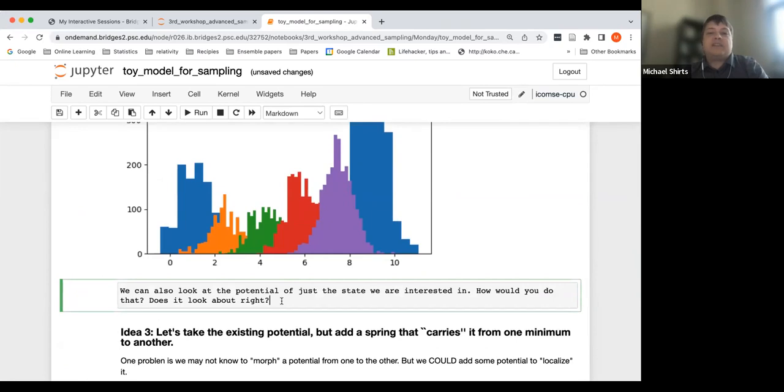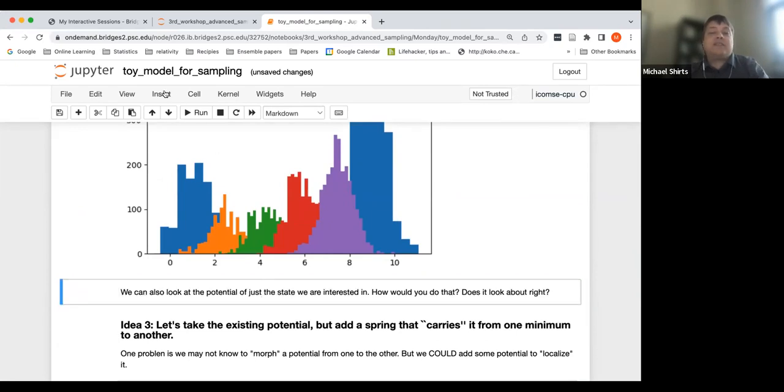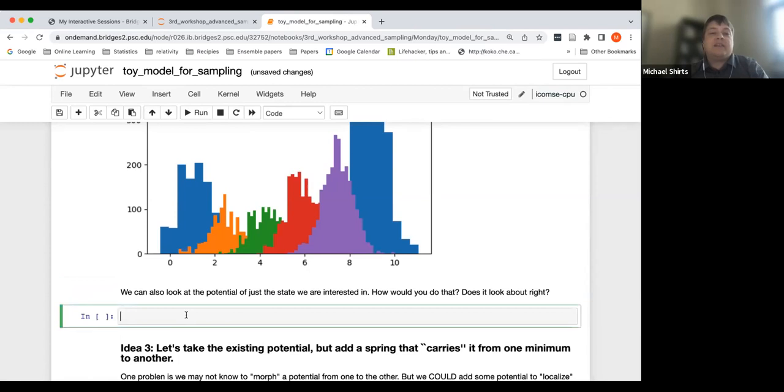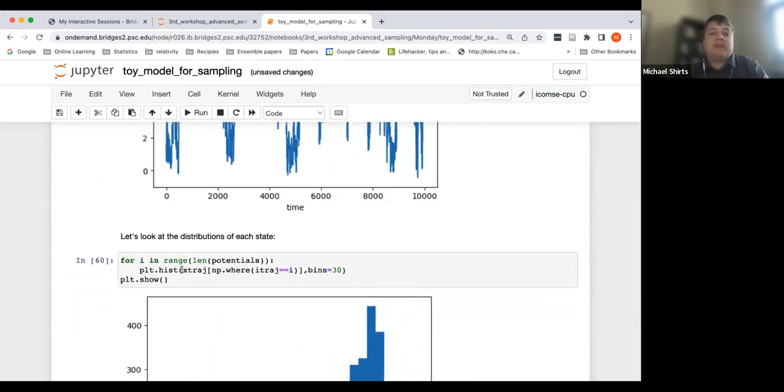So we can look at the potential of the state, just the state we're interested in. So I'll do this for now.